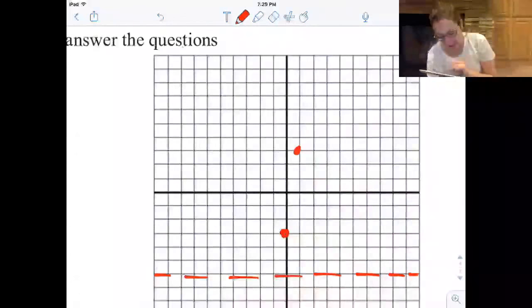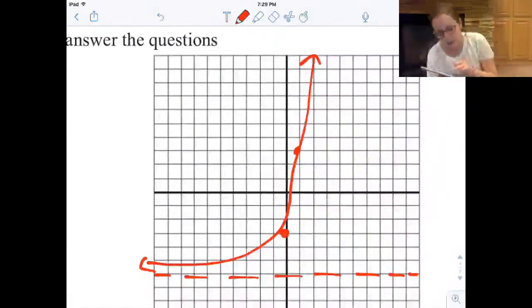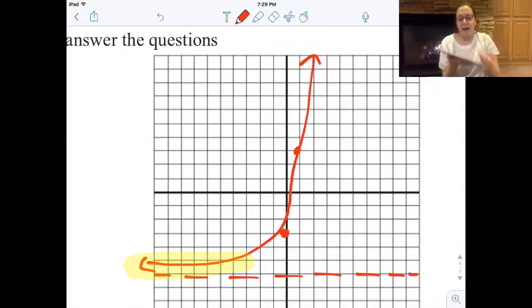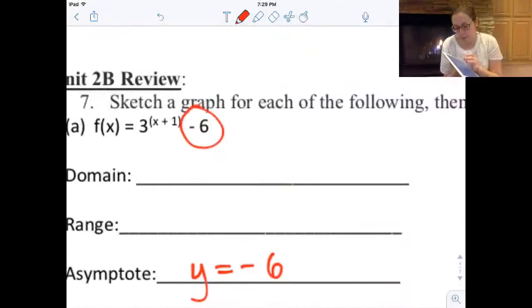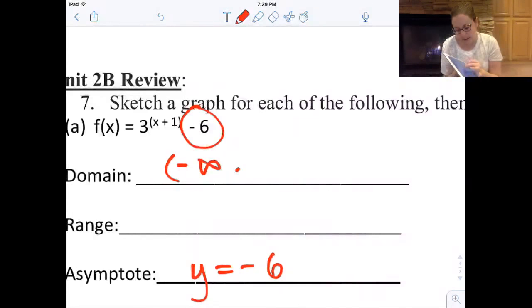Now, if I look at this going from left to right, thinking about domain, there is an arrow on that end. And I know your calculator won't show that, but you need to understand that about exponentials. And so my domain here is -infinity to +infinity. That is always your domain of an exponential function because there is no real number that you can't plug in to be an exponent.